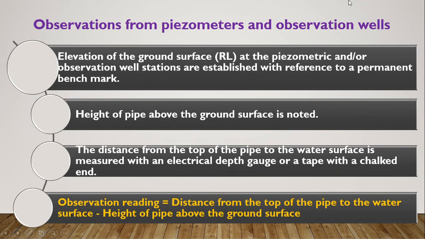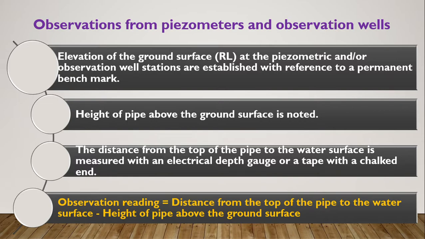Now how can we take the observations from piezometers and observation wells? What are the different observations we have to take from them? That we will see in this slide. Before taking observations, we have to do one thing. The elevation of the ground surface at the piezometer or observation well station is established with reference to a permanent benchmark. We have to first find the elevation of that particular point where we are going to install the piezometer or observation well.